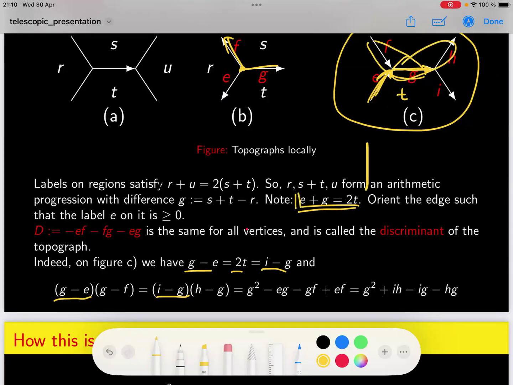So they're just the same identities here. And so when I multiply them, I have this identity here, then I just cancel G squared. And now I just need to understand the signs. So now let me erase all this stuff.